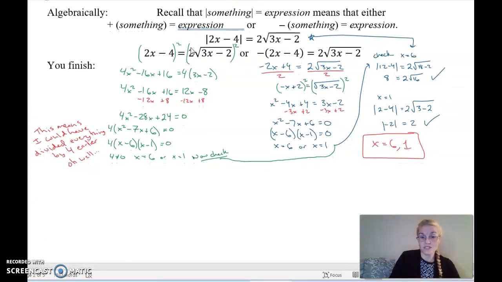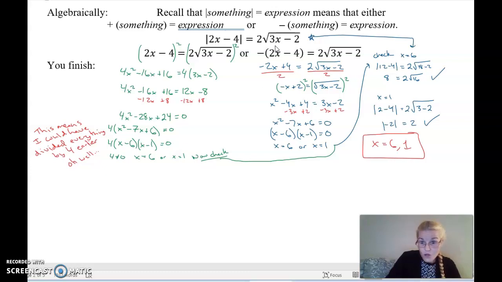Here, I squared both sides first. The thing that's different in this example than the previous one is make sure you square that 2, so you get 4 times quantity 3x minus 2, distribute, move everything over to one side. The fact that you could factor out a 4 means I could have divided everything by 4 earlier. You can always divide everything by a constant. Not a variable, but a constant, yes.